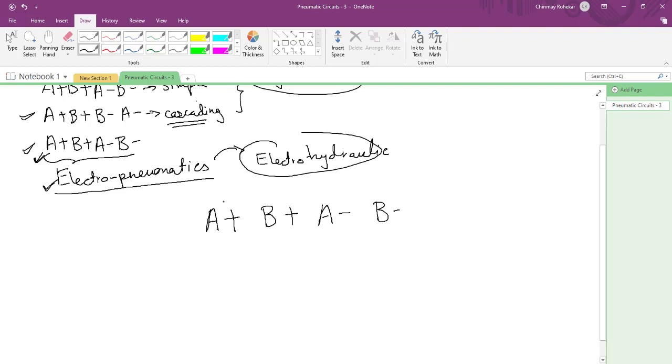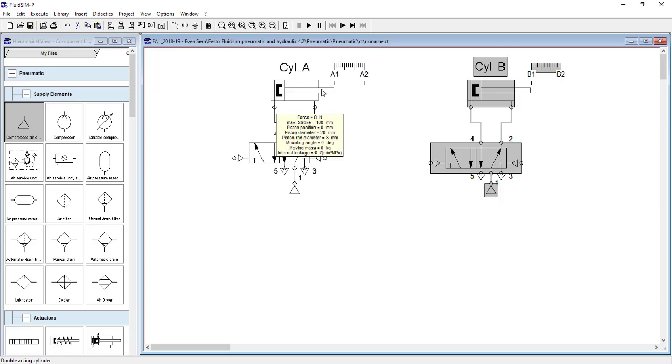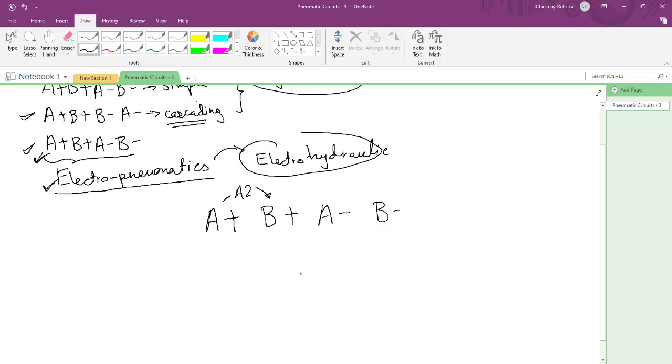So how do we know that A plus motion is complete? When the A2 sensor is sensed, right? See over here. When the piston A comes completely outwards, which limit switch will be sensed? The A2 limit switch will be sensed. So that is what we do over here.